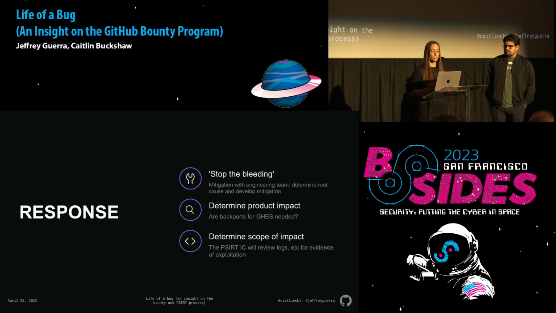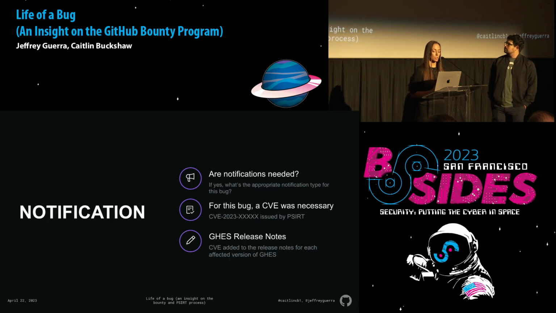If not, we will definitely jump on it and get engaged with the engineering team who owns the issue. We'll ask them for a root cause. They'll develop that mitigation. And then they will also develop those backports for GHES, since we know that GHES is impacted. While that's happening on the engineering side, the PSIRT IC will also be determining scope of impact. So they'll do that by reviewing logs, looking for evidence of exploitation. All of this is going into the Slack channel or issue for full documentation, for review, and determining our next phase, and that is a notification.